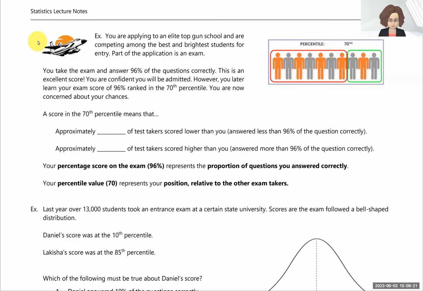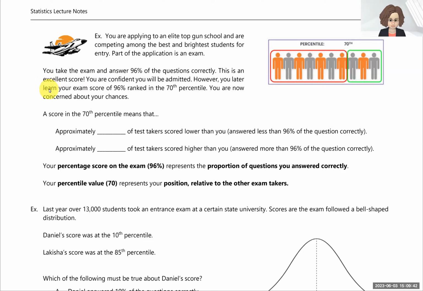Welcome. Let's take a look at what I call my Top Gun example. So you're applying to an elite Top Gun school and you're competing among the best and brightest students for entry, and part of the application is an exam. So you take the exam and answer 96% of the questions correctly, which is an excellent score. So you're confident you're going to get into Top Gun.